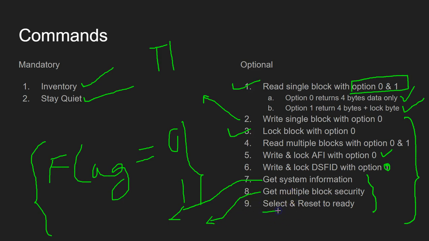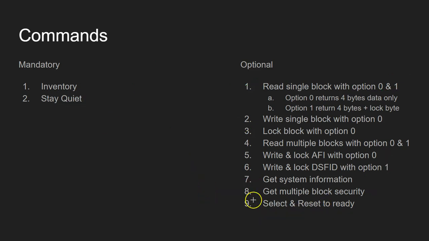And the select and reset to ready are part of the activation process. The select, reset to ready, and the stay quiet are part of the state diagram. If you look at the documentation, I'm going to show you how this stay quiet, select, and reset to ready work in this video.